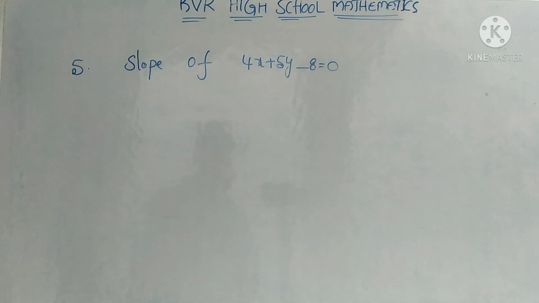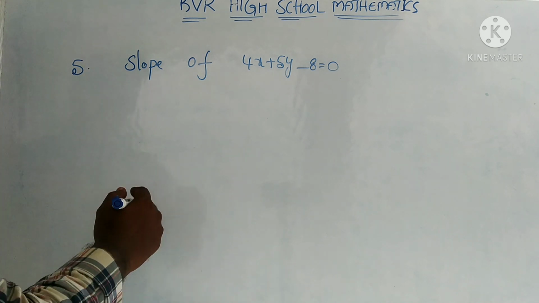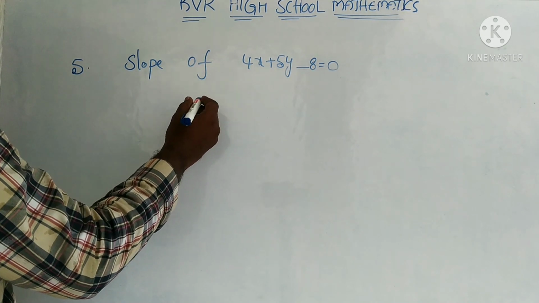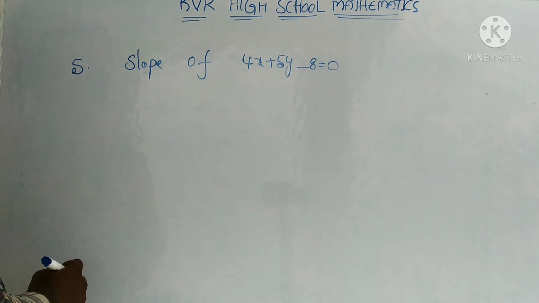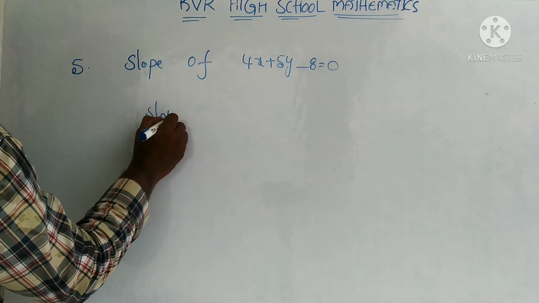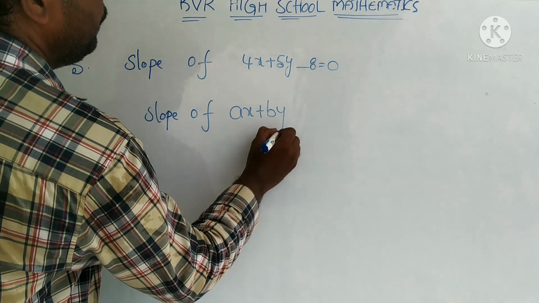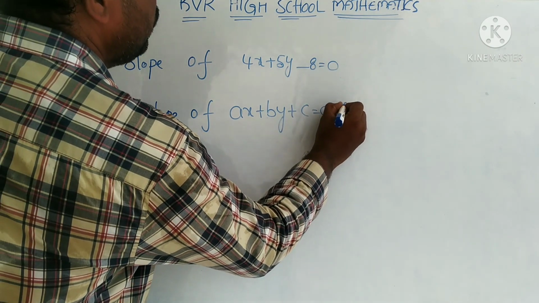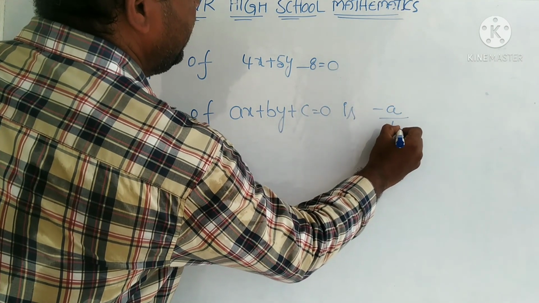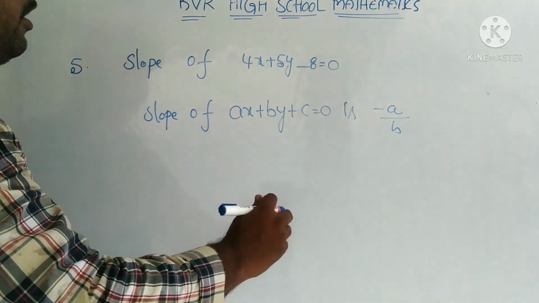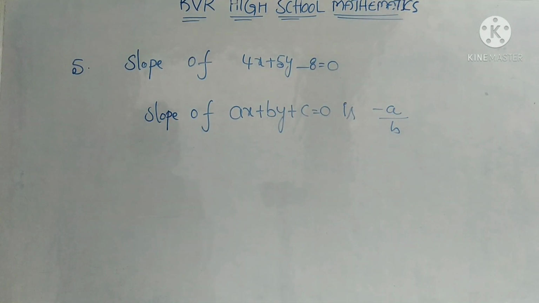Next question, fifth one. Slope of the line 4x plus 5y minus 8 equals 0. We have to find the slope. The given form is ax plus by plus c equals 0. The slope of ax plus by plus c equals 0 is minus a by b. That is the slope formula. So now apply that formula.